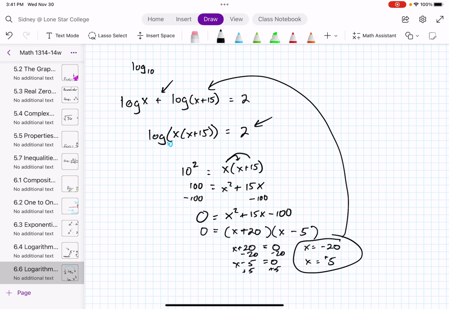Now, I do need to check one important note on there, and that is the fact that I don't think we can have a negative input, a negative x value, because that is not in the domain.